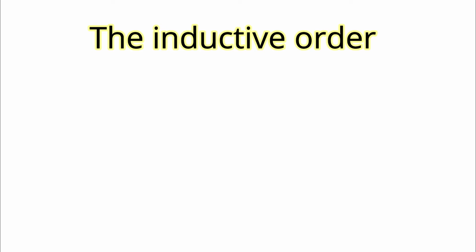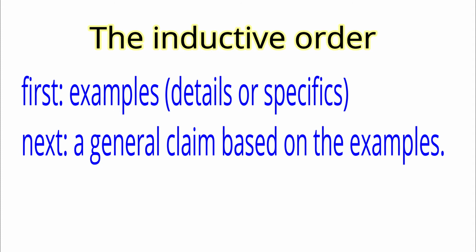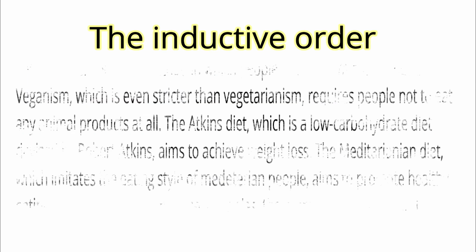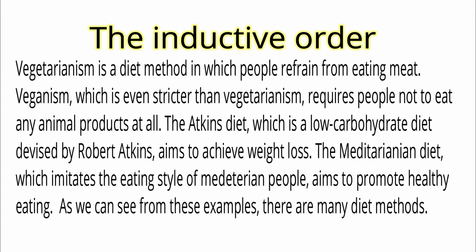The opposite of the general to specific order is called the inductive order. In inductive order, examples come first, and then a general claim is made based on the examples. Within a paragraph, when you need to make a quick conclusion based on some examples, this order can be used effectively. The following is an example of inductive order.